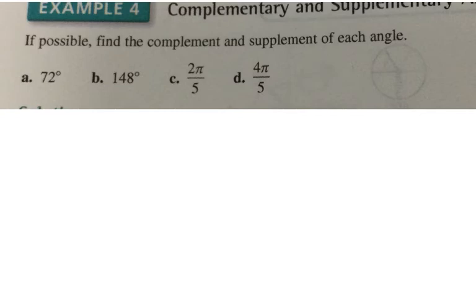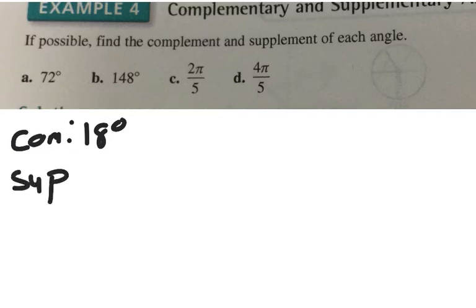So let's start with A. A is 72. To find the complement of 72, I want to know what added to 72 is 90, and that's going to be 18 degrees. So the complement of 72 would be 18. For the second part, find the supplementary angle. So 72 plus what is 180 degrees? That would be 108 degrees. 72 plus 108 would be 180.